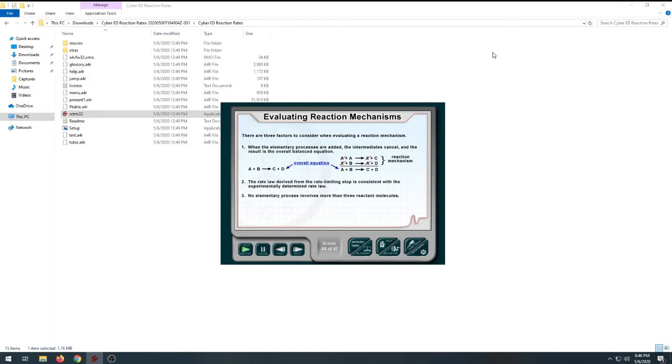The third factor is that no elementary process involves more than 3 reactant molecules. In fact, elementary processes with more than 2 reactant molecules are relatively rare, and chemists never propose an elementary process with more than 3 reactant molecules. This is because it is extremely unlikely that more than 2 and at most 3 molecules will collide at the same instant with enough kinetic energy and at the correct orientation to react.